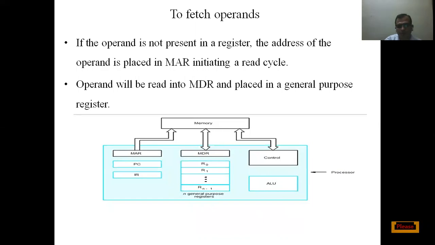Now, in order to fetch the operands: what are operands? The operands are nothing but the variables, and these variables store the data. If the operand is present in a register, the data is fetched directly from it. But if the operand is not present in a register, the address of the operand is placed in the MAR, initiating the read cycle in order to fetch the data. The operand is read into the MDR and placed in the general purpose register.